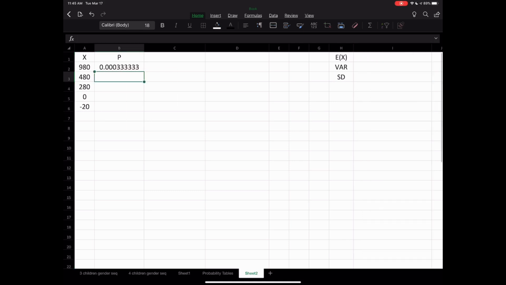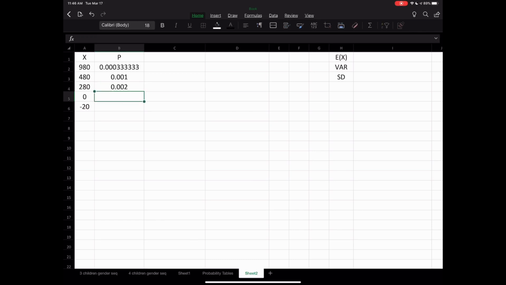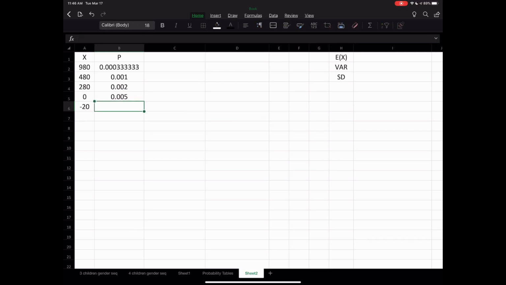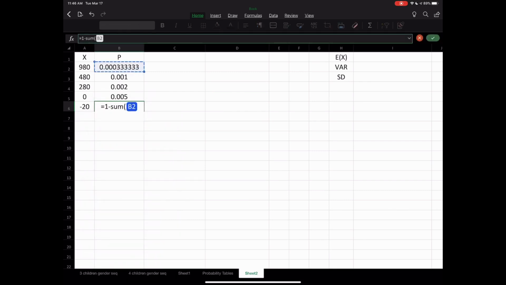Excellent. All right, so my second probability, for 480 or winning $500, is 1 out of 1,000. The probability for winning $300 is 1 out of 500. The probability of winning $20, which for us will be a net of 0, is 1 out of 200. And the last probability, as I said, is equal to 1 minus the sum of the rest of these probabilities. So that's the command to calculate the last probability.